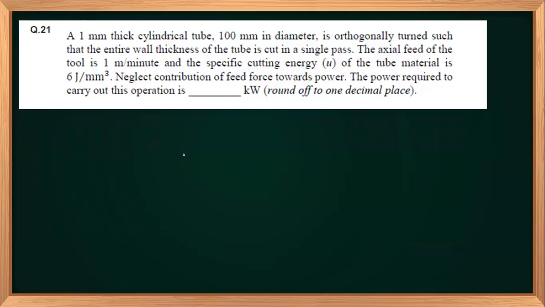Now, this is from machining, right? Anyhow, it is given that it's an orthogonal turn. A 1 mm thick cylindrical tube, oh sorry, it's not cube, it's tube, of 100 mm diameter is orthogonally turned such that the entire wall thickness of the tube is cut in a single pass. Okay. So from here we know that the original diameter, D0, will be equal to 100 mm. And what is our depth of cut?